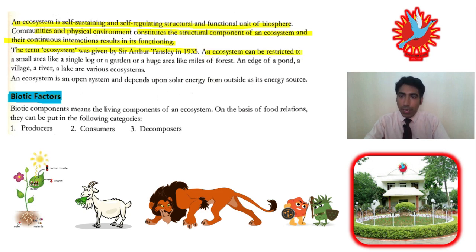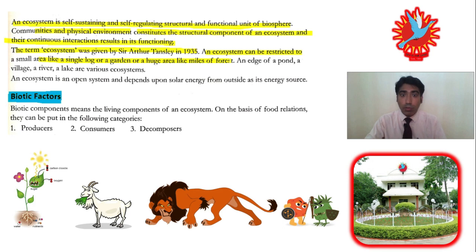An ecosystem can be restricted to a small area like a single log or a garden, or a huge area like miles of forest. I would like to tell you one more interesting thing. An ecosystem can be as small as our tongue, or as big as a rainforest. Our tongue contains many microorganisms which keep on interacting with the air we breathe or the food we eat. So our tongue is a kind of ecosystem.